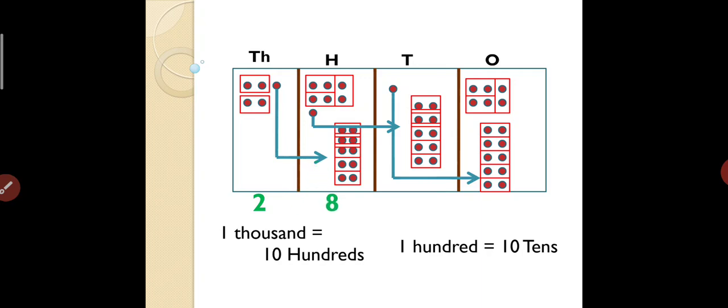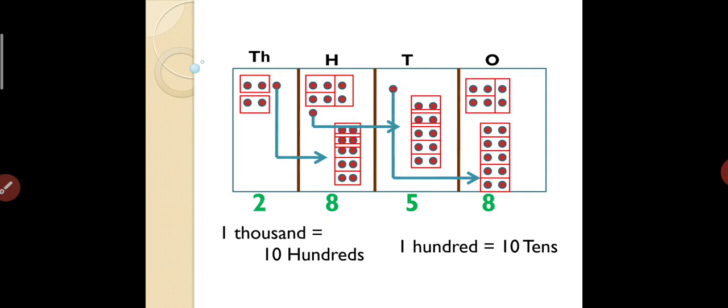10th place, how many boxes in the 10th place? 1, 2, 3, 4, 5. Total 5 boxes. 1's place, how many boxes? 3 plus 5, that is 8. So you got the answer 2858. Okay, that is your answer.